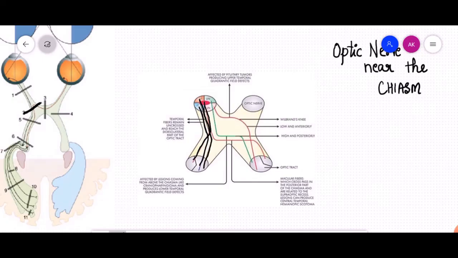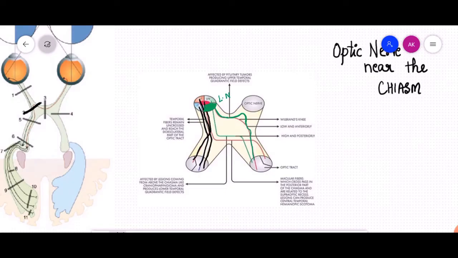However, what we should know and notice here is that the lower nasal fibers, represented here, in the lower quadrant on the nasal side, will come in such a way that before crossing, they form a genu, or take a bend in the contralateral optic nerve, and then they cross to the opposite side.